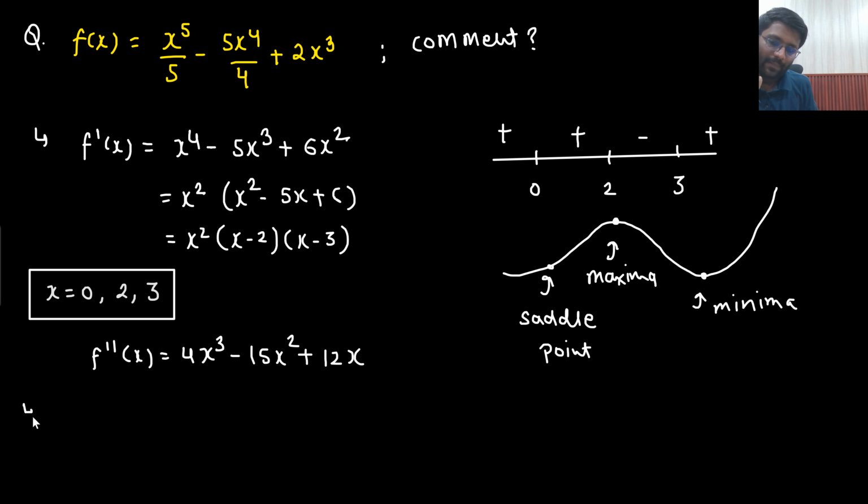Now find out f double dash x at x equals to 0. If you put x equals to 0 here, what is the answer you are getting? 0 only. No conclusion can be made.